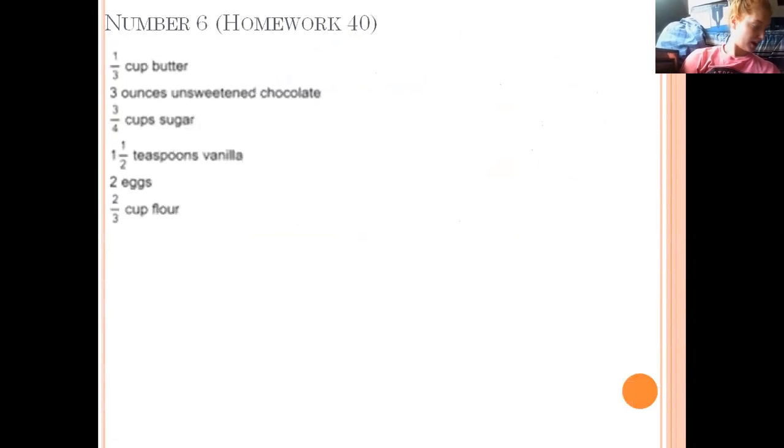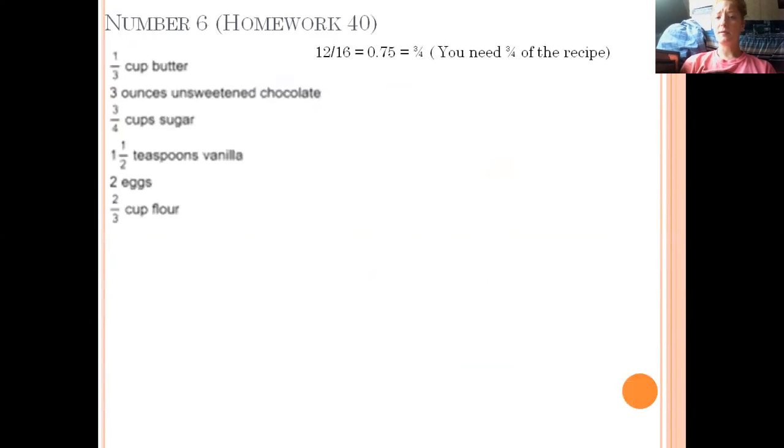So number 6 provides you with a recipe for chocolate brownies. The recipe will make 16 brownies, but you only want to make 12. Well, you would need to figure out what fraction you would multiply 16 by to give you 12. Then you would multiply all the ingredients in the recipe by said fraction. So 12 divided by 16 is 0.75, which is actually equal to 3/4. So you need 3/4 of the recipe.